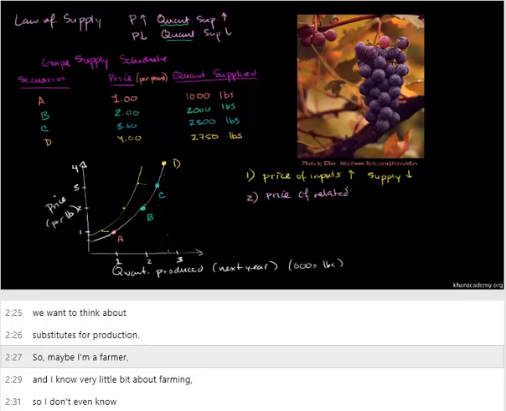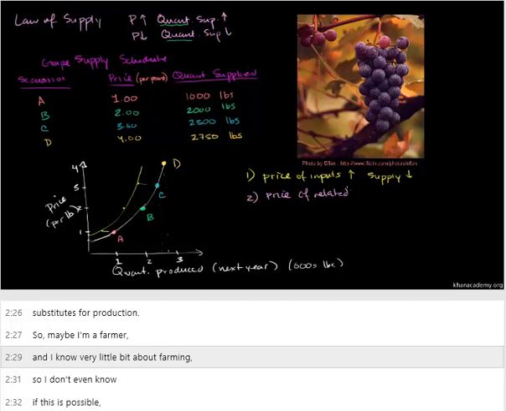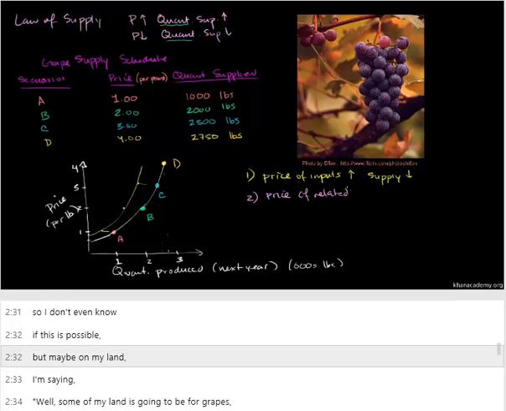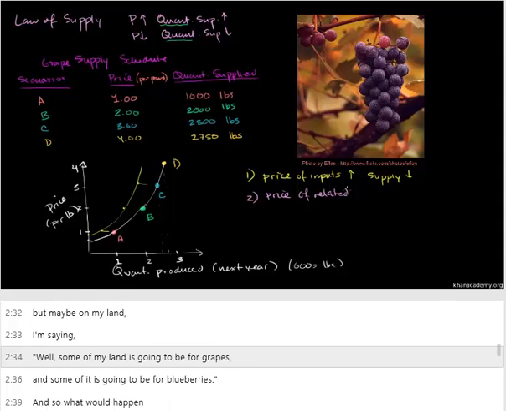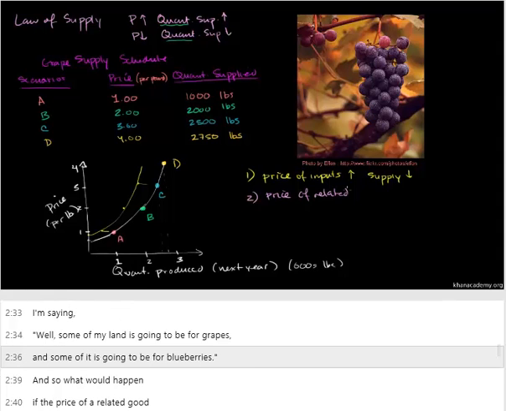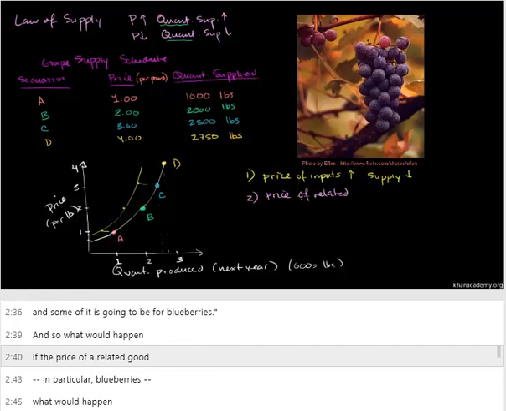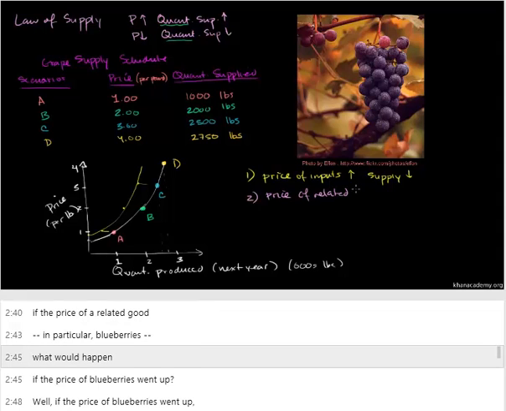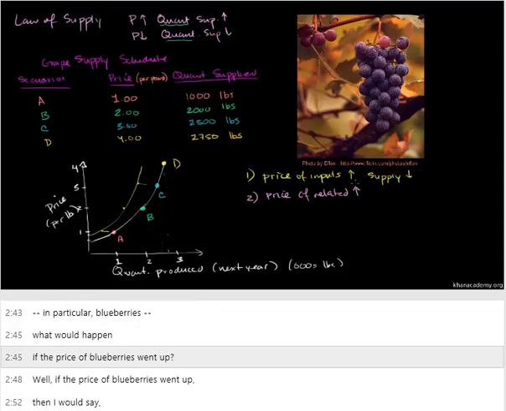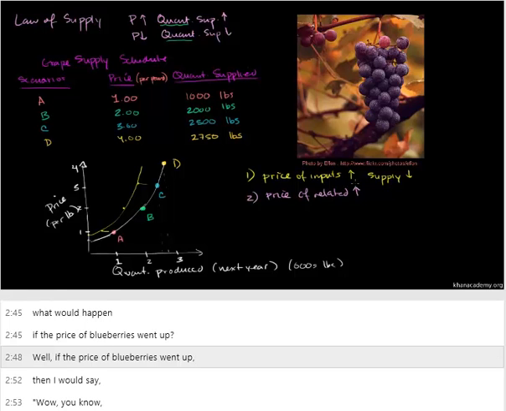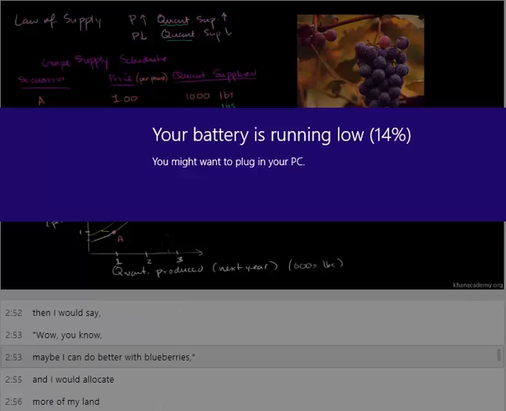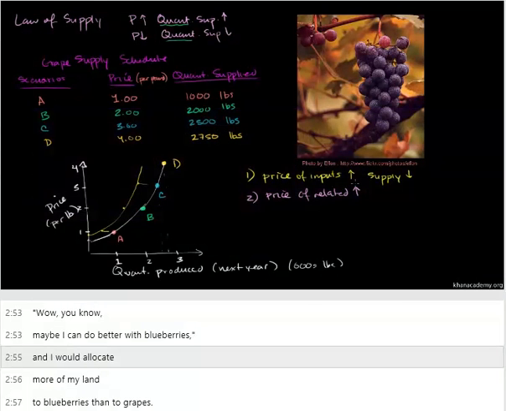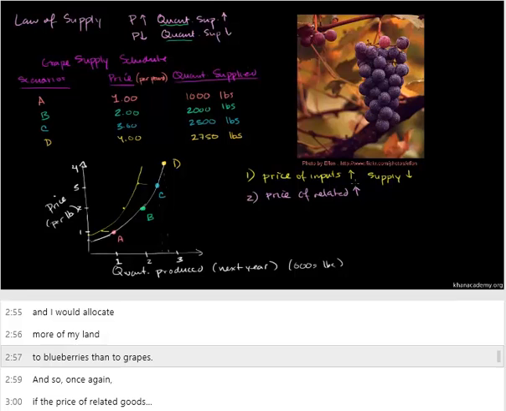So maybe I'm a farmer, and I know very little about farming, so I don't know if this is possible. But maybe on my land, I'm saying, well, some of my land is going to be for grapes, and some of it is going to be for blueberries. And what would happen if the price of a related good, in particular blueberries, went up? Well, I would say, wow, maybe I can do better with blueberries, and I would allocate more of my land to blueberries than to grapes.